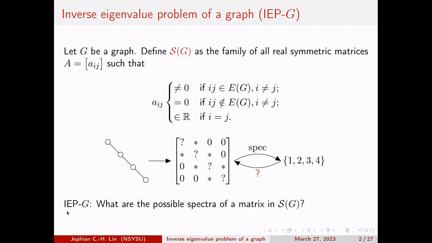Or you can say that, when I ask the inverse eigenvalue problem of a particular graph G, I'm basically thinking of all the possible spectra that can occur in the set of matrices S of G.